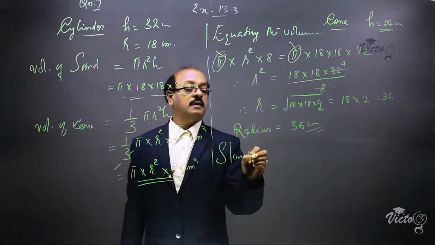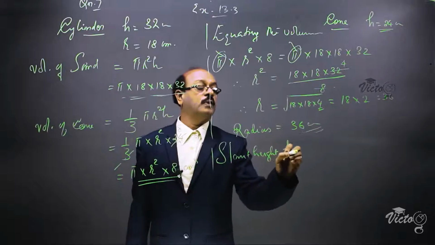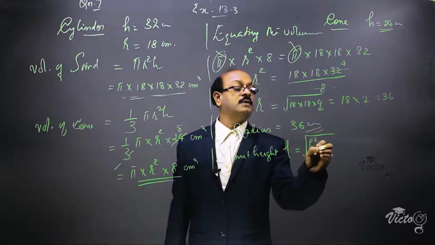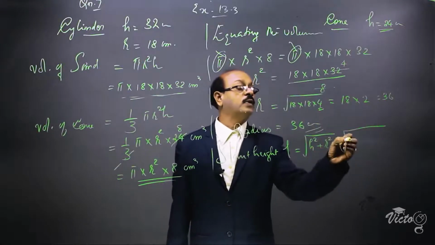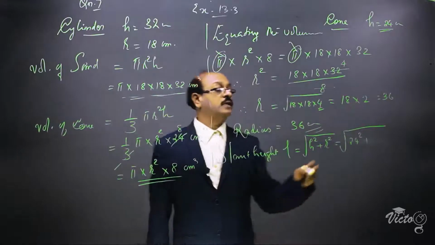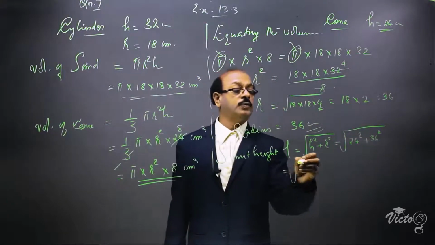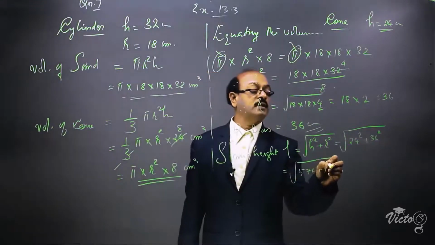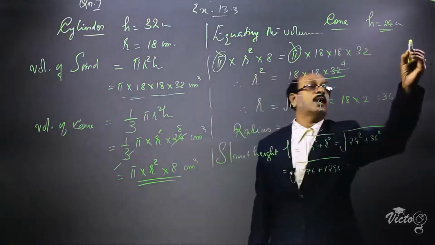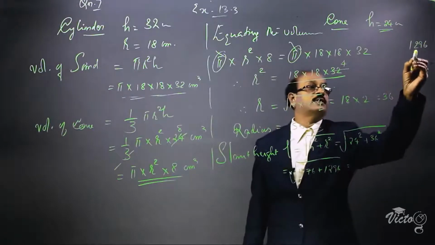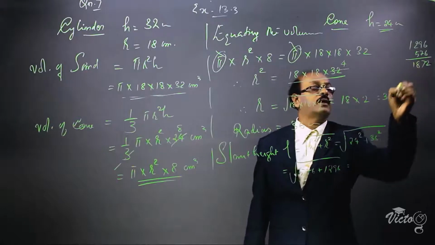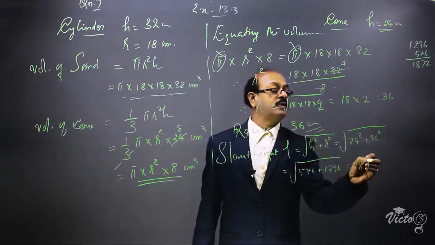Now, we have to find out the slant height. The formula for the slant height L is equal to root of h square plus r square. Root of 24 square plus 36 square. This is equal to root of 24 square is 576 and 36 square is 1296. Adding, we are getting 1296 and 576, which is equal to 1872.